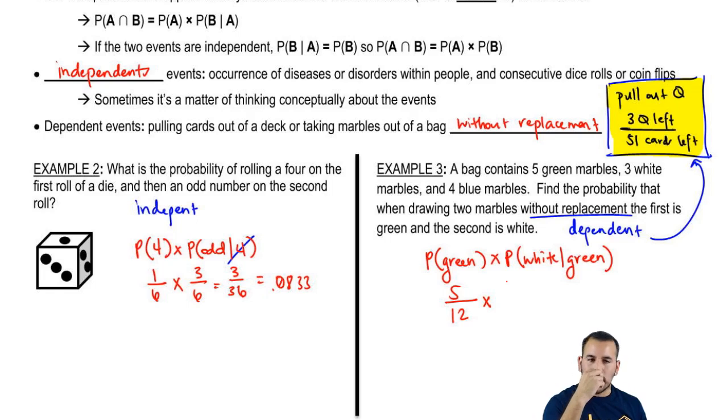Times, what's the probability of white given that we pulled a green? And think about this literally as if, okay, I pulled a green and I didn't put it back in there. How many whites do we have left? Pulled a green, there's still 3 whites in there, right? And then how many total marbles do we have left? Exactly. So we pulled a green one out and we didn't replace it, right? So we're left with 11 marbles now. So we get 15 over 132, and that ends up giving us 0.1136.